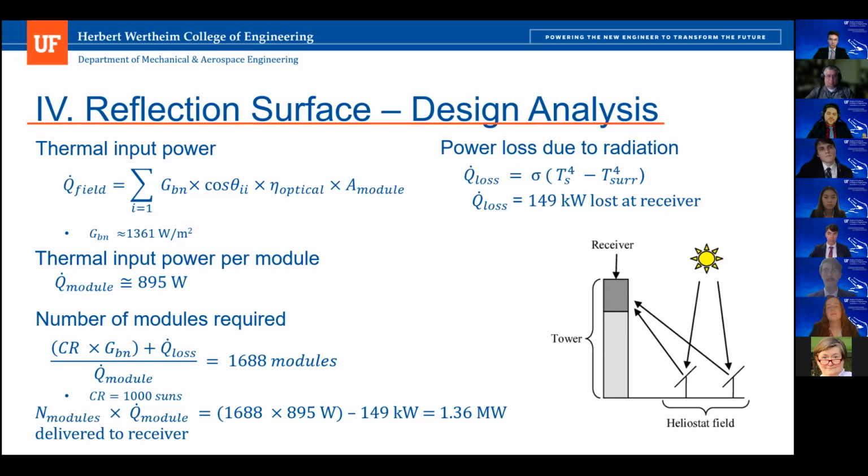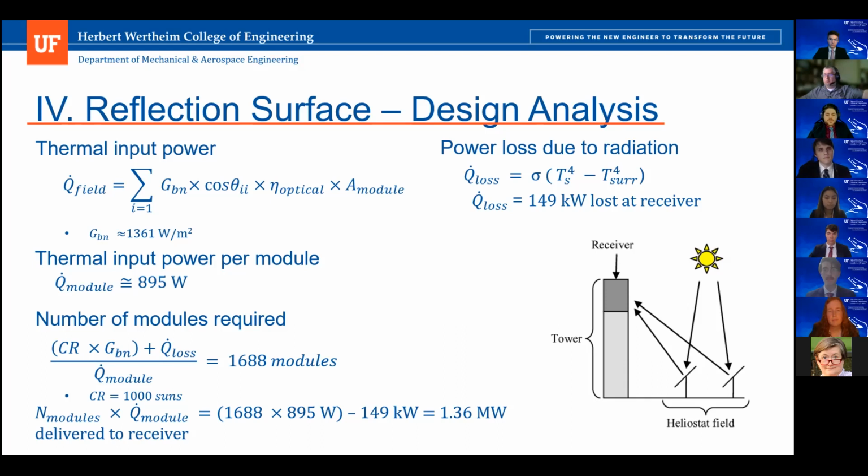We then took into consideration the heat loss due to the radiation at the reflected surface. Using 5.67 times 10 to the negative 8 watts per meter squared kelvins to the 4th as the Stefan-Boltzmann constant, a surface temperature of 1,273 degrees Kelvin, and ignoring the surrounding temperature since the difference in temperature between the surface and the surroundings is too large for the surrounding temperature to have an effect in these calculations, this resulted in a heat loss of 149 kilowatts. This means that our target output power is not 1 megawatt anymore, but rather 1.15 megawatts.